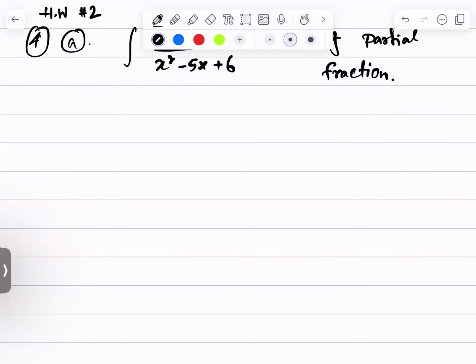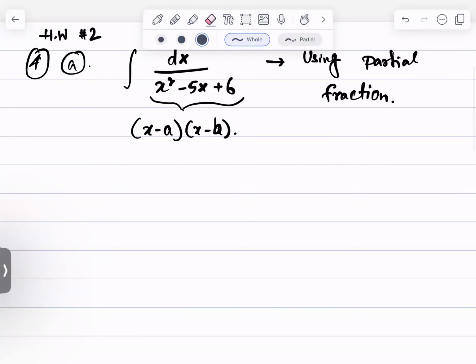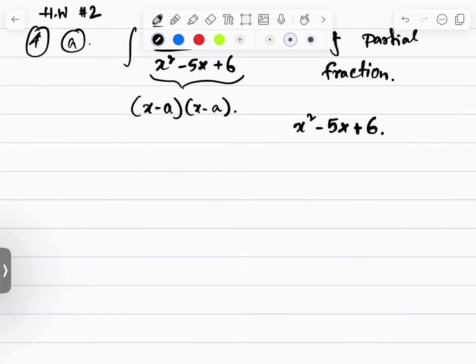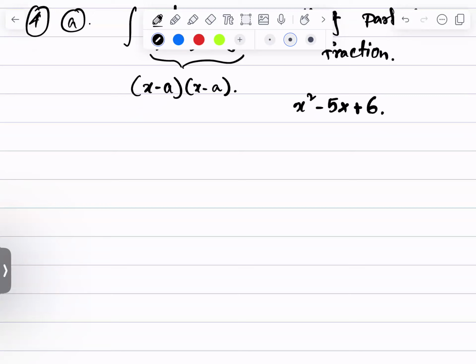So the main doubt was, can this be written as two factors of linear polynomials in x? My denominator is this, right? x squared minus 5x plus 6. So one way is to find the roots of this equation, set equal to 0.